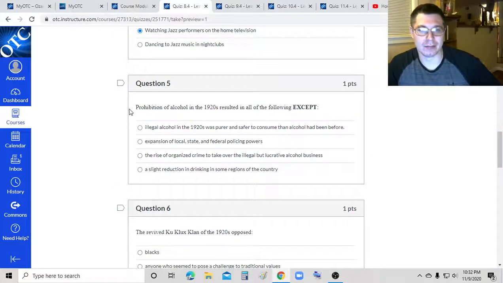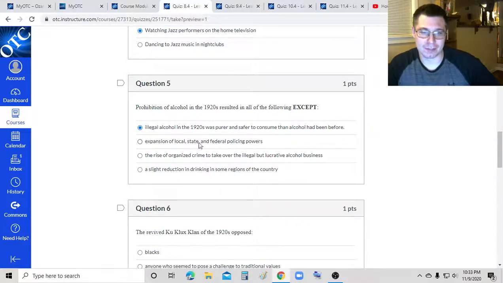Question 5. Prohibition of alcohol in the 1920s resulted in all of the following except. So was illegal alcohol in the 1920s purer and safer to consume than before? No. So right there already we have our exception.